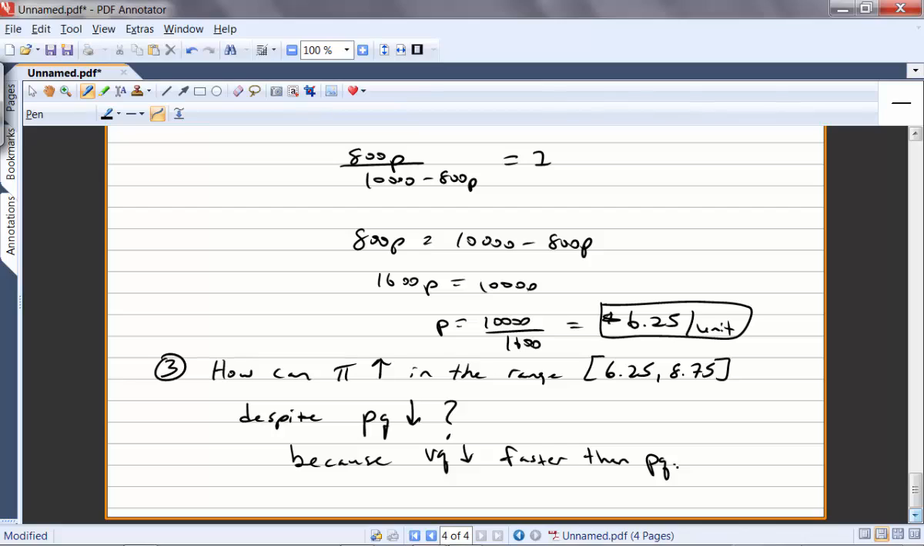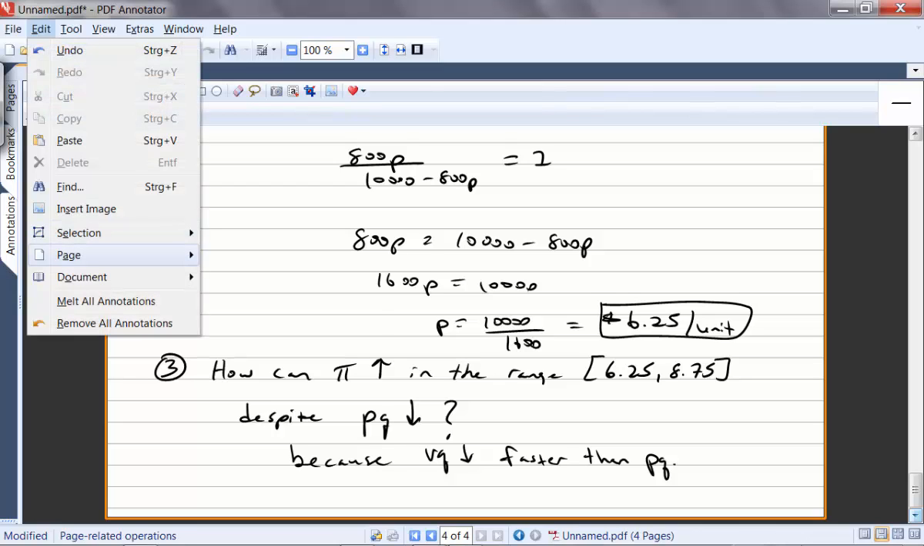Once we go past 8.75, profit starts to go down. Why? Because the variable expenses are falling slower than revenue. Right? Between 6.25 and 8.75, revenue falls, but profit goes up because variable expenses fall faster than revenue. But after 8.75, revenue is still falling, but the variable expenses are falling slower than revenue, and that's why profit starts to go down.